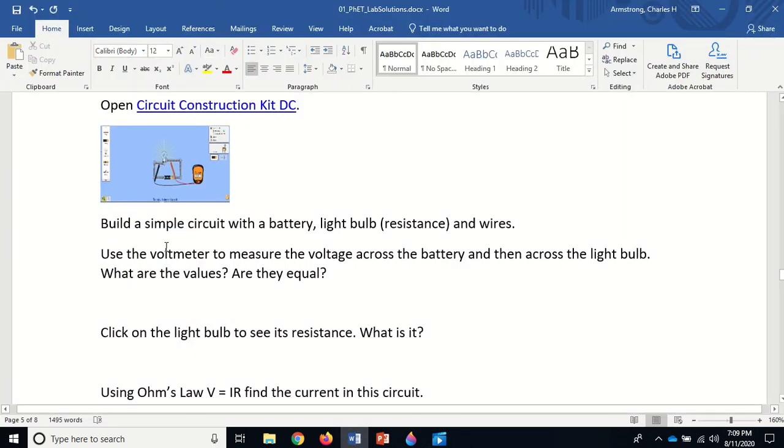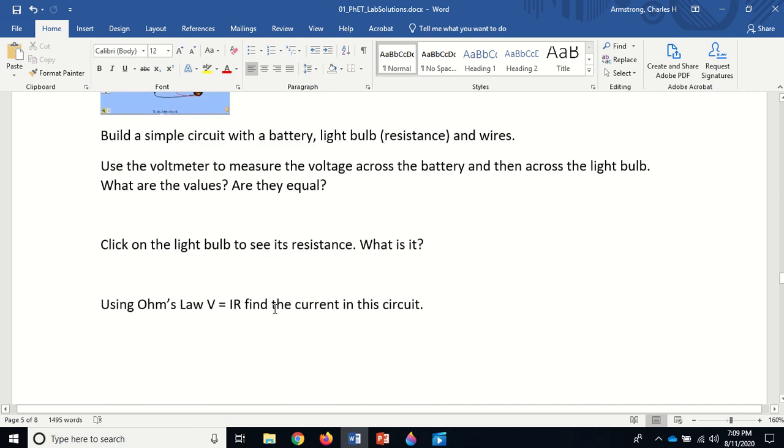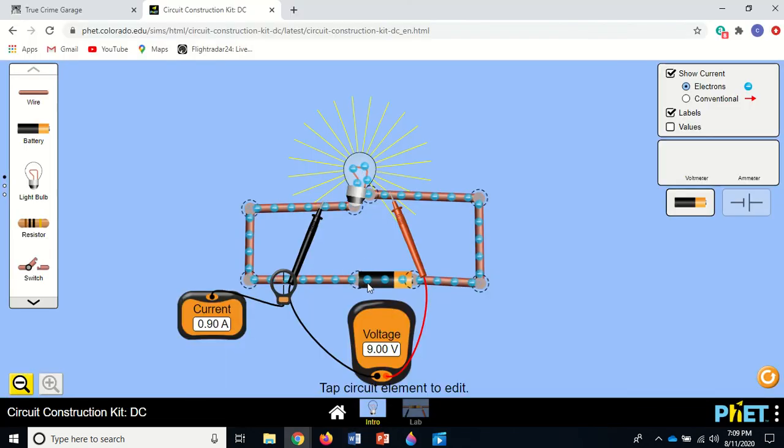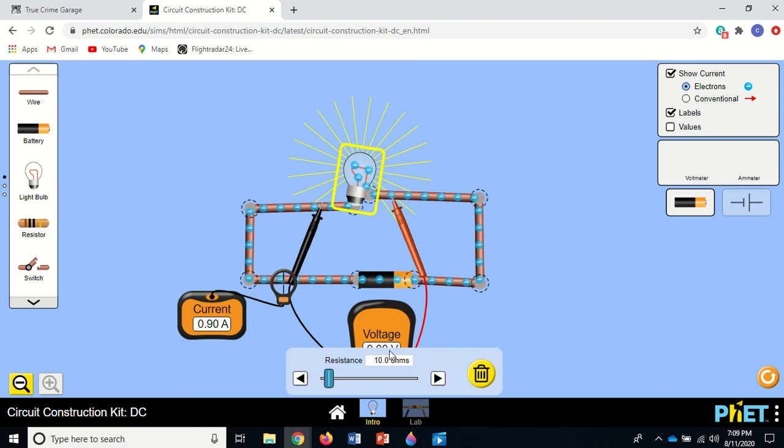Build a simple circuit with a battery, light bulb, that's the resistance, and wire. So we just did that. Use the voltmeter to measure the voltages across the battery and then across the light bulb. What are the values? They're both 9 volts. Are they equal? Yes. Check on the light bulb to see its resistance. We did. Just click on it. 10 ohms.